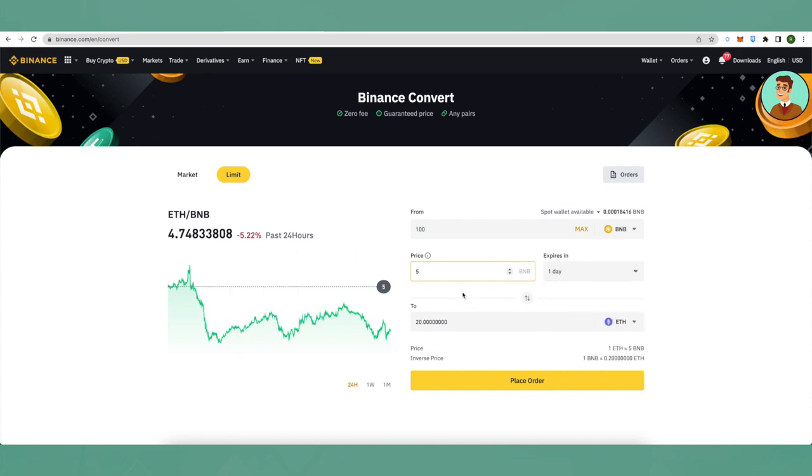Suppose this pair never hits 5 in one day, your transaction will expire in one day without your crypto being converted from BNB to Ethereum. So suppose I select a week, 7 days. So if in 7 days it hits 5, it will be converted into Ethereum. If not, then the transaction will never happen, and just place order.